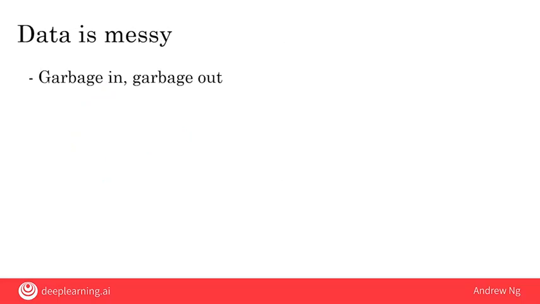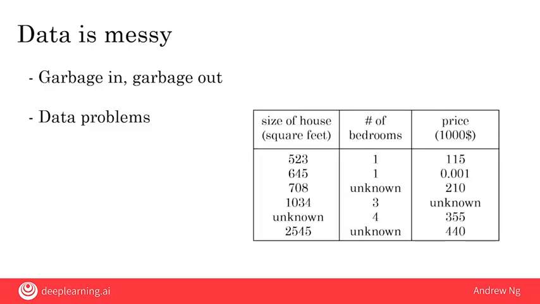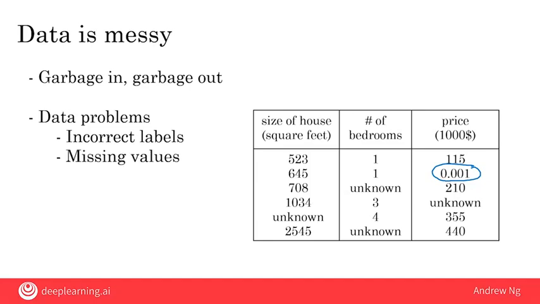Finally, data is messy. You may have heard the phrase "garbage in, garbage out." If you have bad data, then the AI will learn inaccurate things. Here are some examples of data problems. Let's say you have this data set of size of houses, number of bedrooms, and the price. You can have incorrect labels or just incorrect data. For example, this house is probably not going to sell for $0.001,000, just for $1. Or data can also have missing values, such as we have here a whole bunch of unknown values. And so your AI team will need to figure out how to clean up the data or how to deal with these incorrect labels and/or missing values.